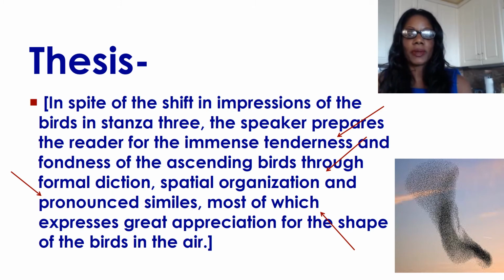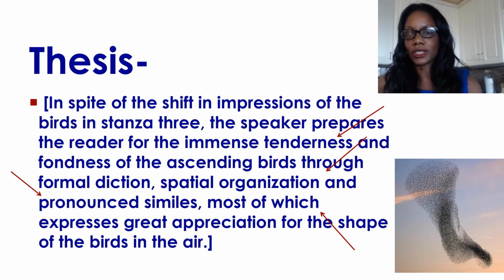And then spatial organization. So there are different ways that a poem may be organized. In this case, I felt like Updike, or the speaker in this case, really organized the poem in a way that talked about the different settings. First, it was the tree, and then it was the sky, and then it was the golf course. So for me, it was spatial. And then we have pronounced similes.